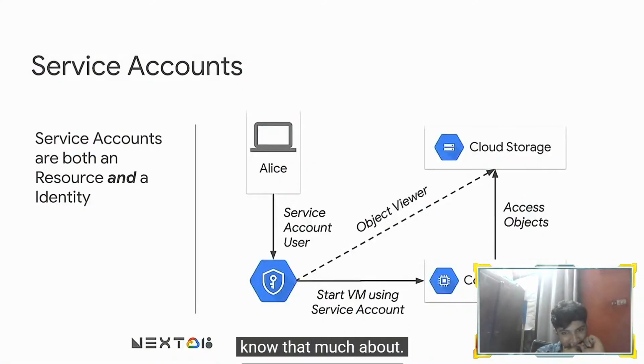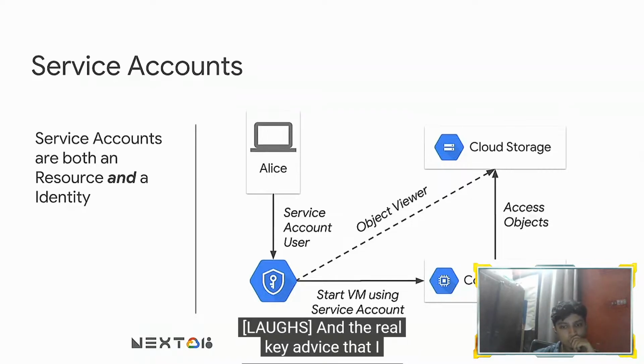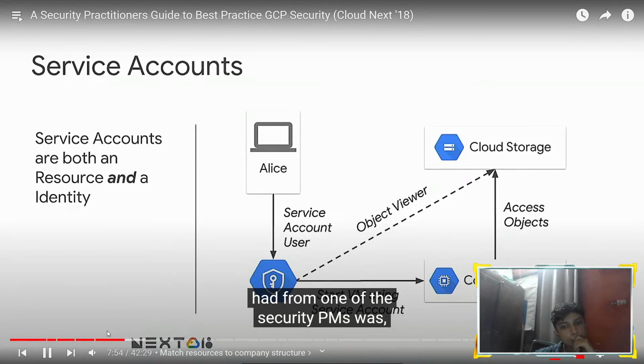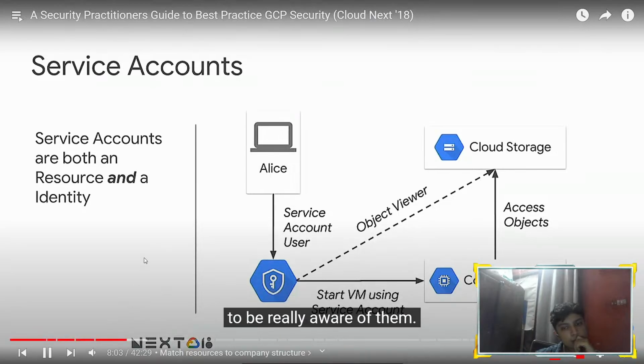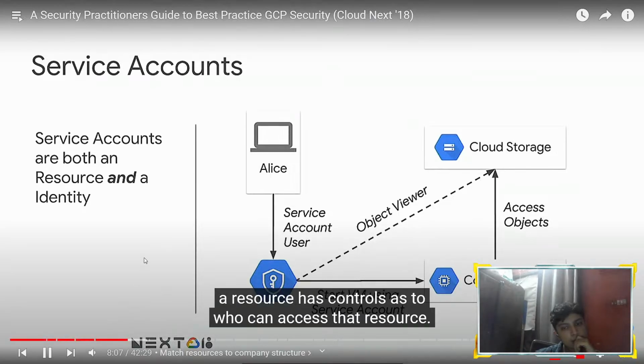So service accounts are something I didn't really know that much about, and I assumed I kind of knew how they worked until I started writing this presentation, and I had it completely wrong. The real key advice that I had from one of the security PMs was you need to think of service accounts as both a resource and an identity. There's 2 perspectives, and you need to be really aware of that. So when we think about a resource, it has controls as to who can access that resource.